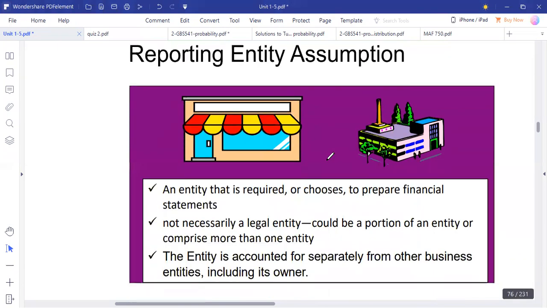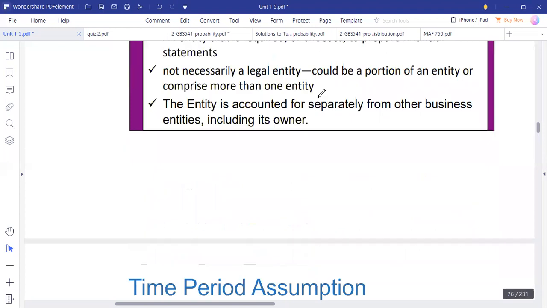And the reporting entity is simply the assumption that an entity is required or chooses to prepare financial statements that is not necessarily a legal entity. It could be a portion of an entity or may comprise more than one entity. So it is concerned with dealing separately with issues of the person, who should be deemed as different from the owner. So the entity assumption simply separates the business affairs from the individual themselves.